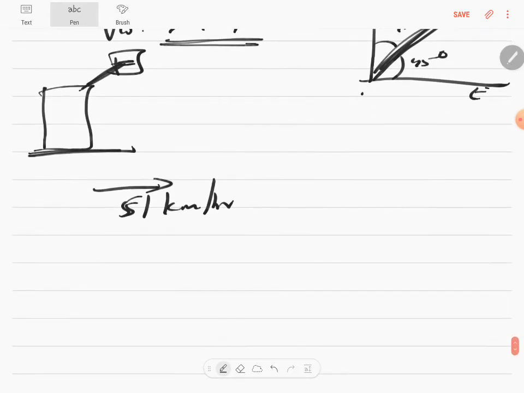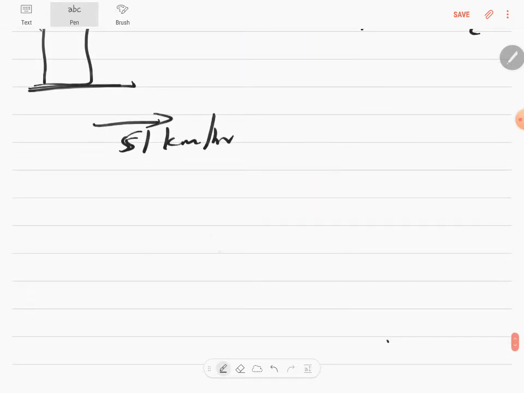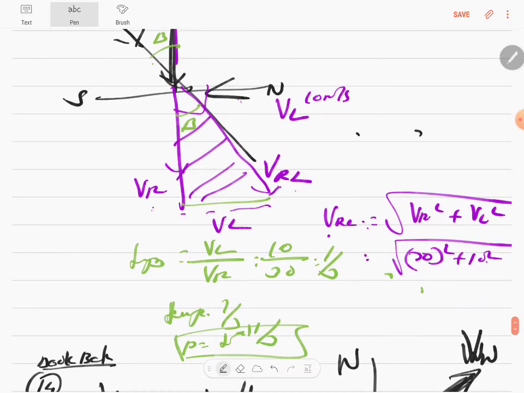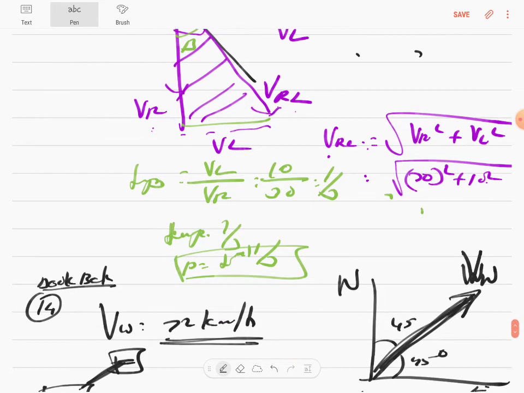So let's do this sum. The wind is blowing in the northeast direction, right? So this is the velocity of the wind, which itself is 72 km per hour. The boat is suddenly starting to move in this direction. In which direction? If the boat starts moving to the north, it is moving towards north.